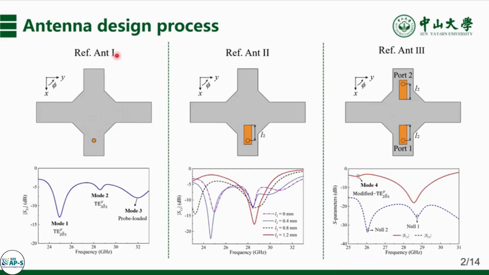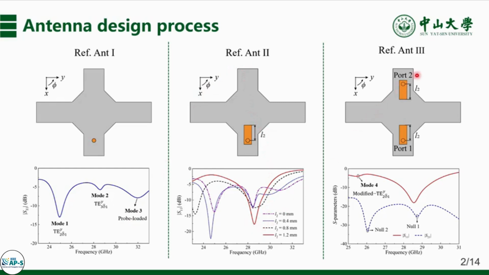Firstly, in reference antenna 1, a single mechanical probe feeds a cross-shaped dielectric resonator, and as we can see from its S parameter, there are 3 modes, named Mode 1, Mode 2, and Mode 3. They are actually TE2.1, TE3.1, and the probe-loaded mode, respectively. In antenna 2, a strip is loaded on the probe, and as the strip length increases, Mode 2 and 3 move closer to each other and finally merge into one mode.